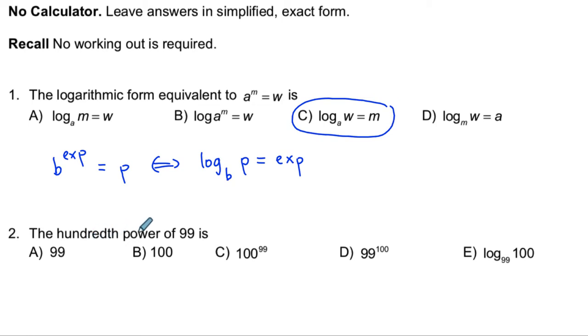Here we're talking about the 100th power of 99. So we have the 99 family sequence: 99, 99 squared, 99 cubed. And so we're really looking for 99 to the exponent of 100. The whole thing, base to the exponent, is the power. So the 100th power is 99 to the 100.